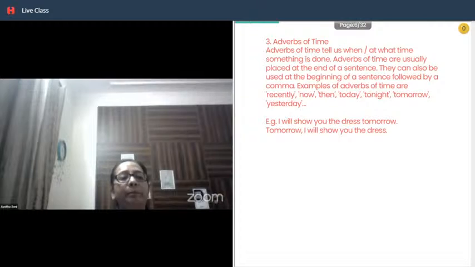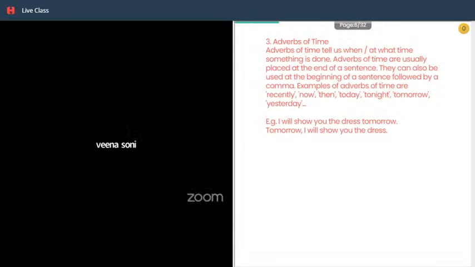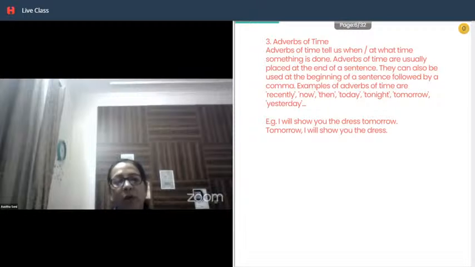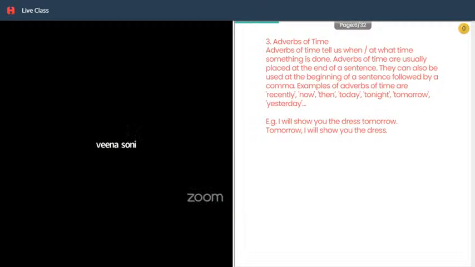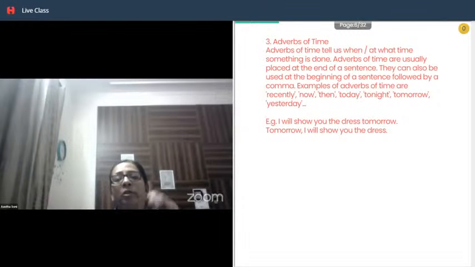Adverbs of time tell us when, at what time, something is done. So adverbs of time are usually placed at the end of a sentence. They can also be used at the beginning of a sentence followed by commas. For example: recently, now, then. If you are using these words at the start of the sentence, put a comma.